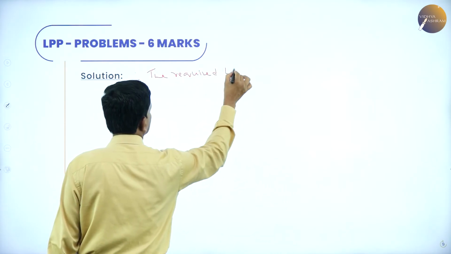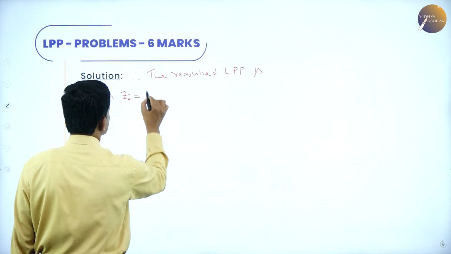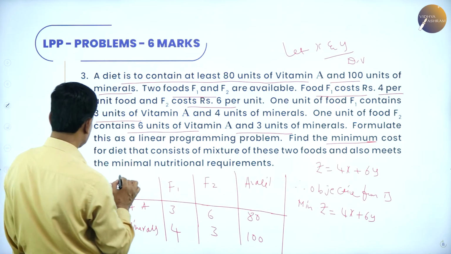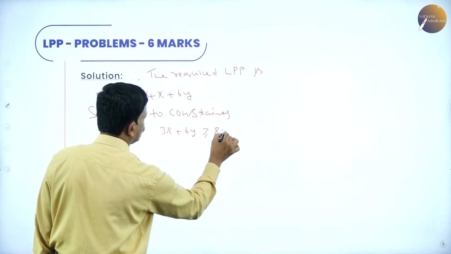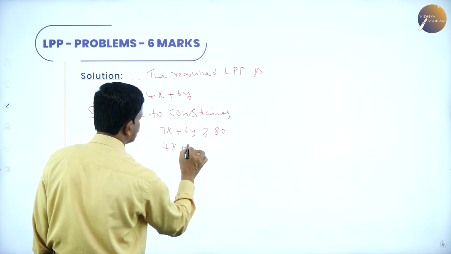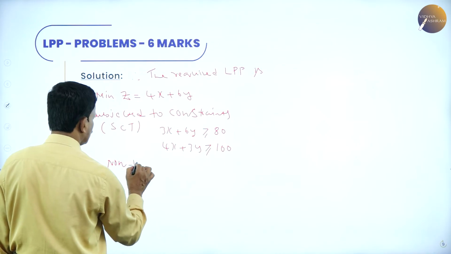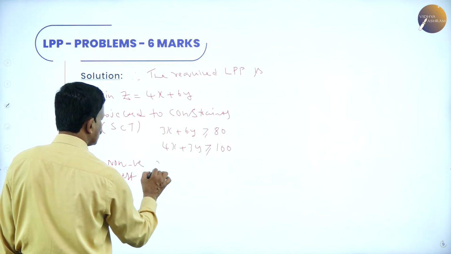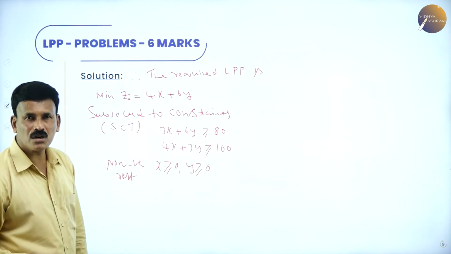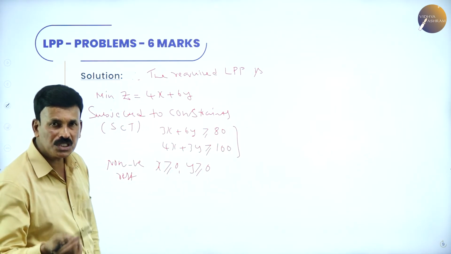Therefore, the required LPP model is minimum Z is equal to 4X plus 6Y subject to the constraints 3X plus 6Y is greater than or equal to 80 and 4X plus 3Y is greater than or equal to 100, and the non-negative restrictions, X is greater than or equal to 0 and Y is greater than or equal to 0. Now solve. To solve, convert these linear inequalities into equalities.